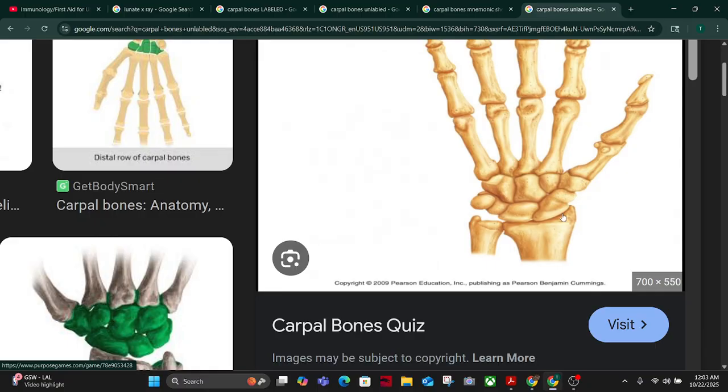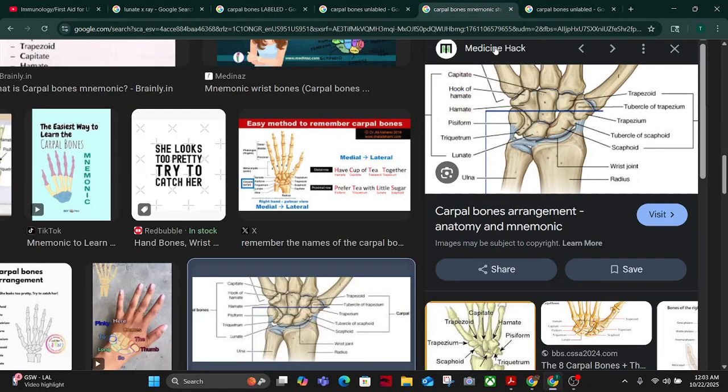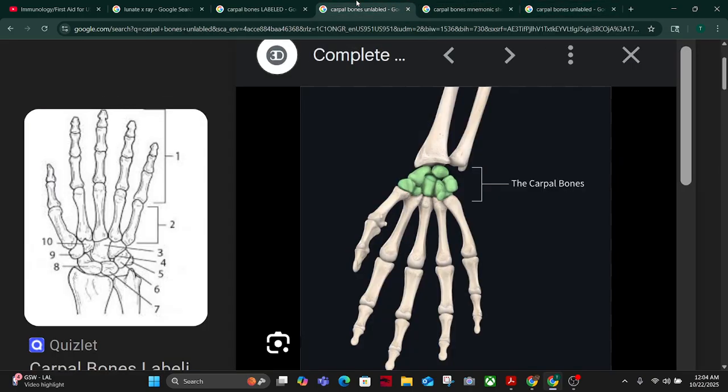The trapezoid is always going to be over the scaphoid. Your point of reference should be the scaphoid. Okay. So this would be scaphoid, and then she looks too pretty. Try to. So this would be the trapezoid, and then the other thing that starts with a T. Okay. So the first thing is a trapezium, then a trapezoid. So this is the scaphoid. Then try to catch her. Okay. So that's that. If you flip it, you should know.